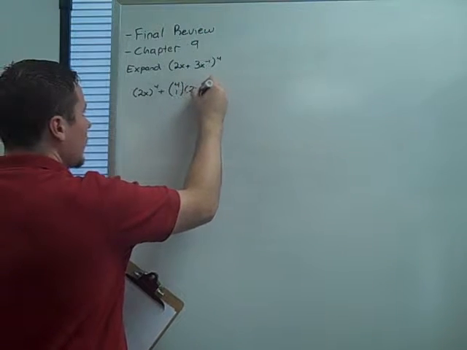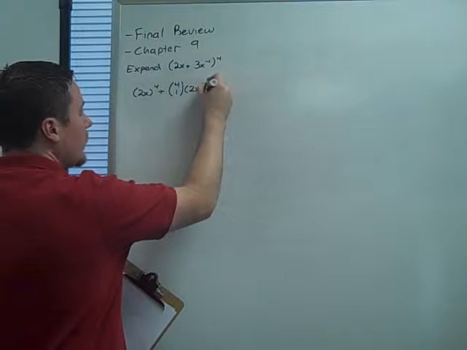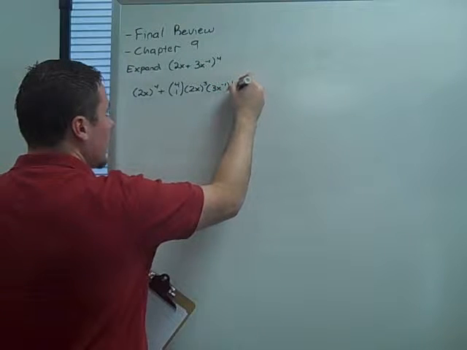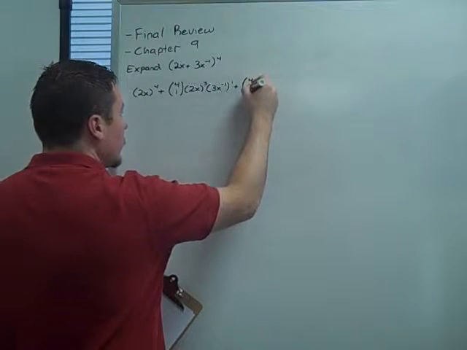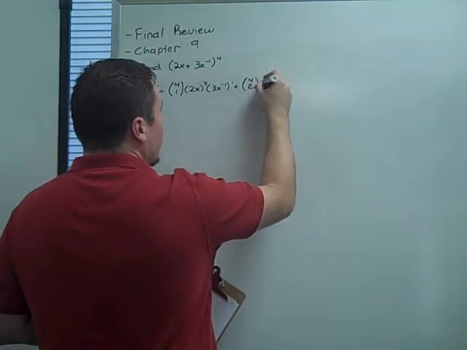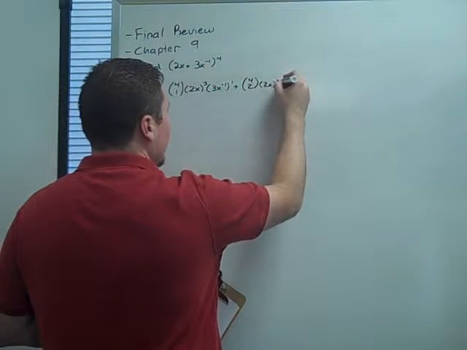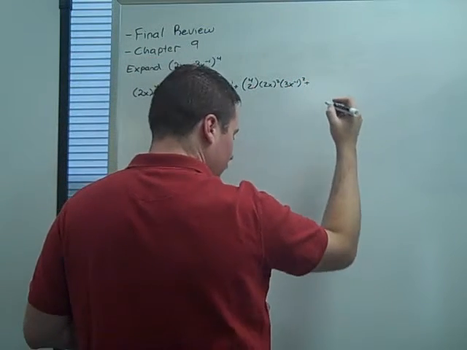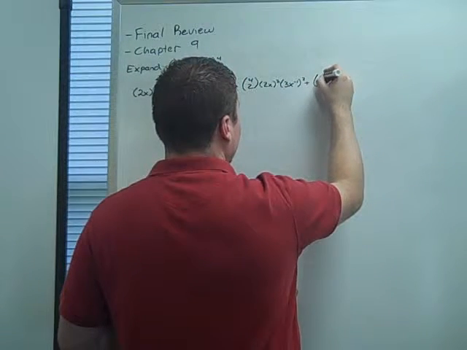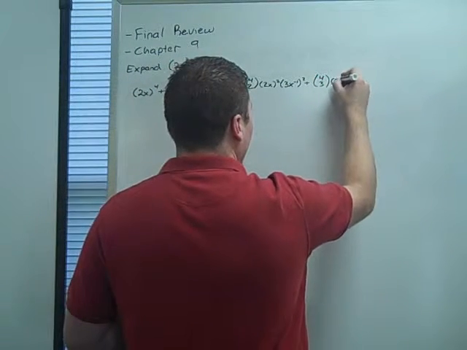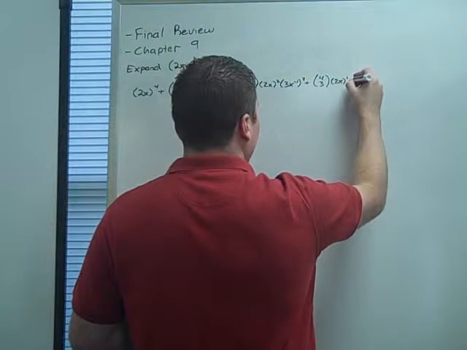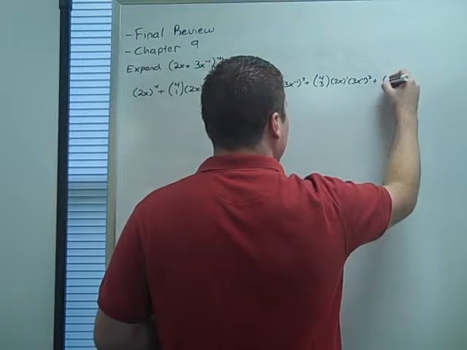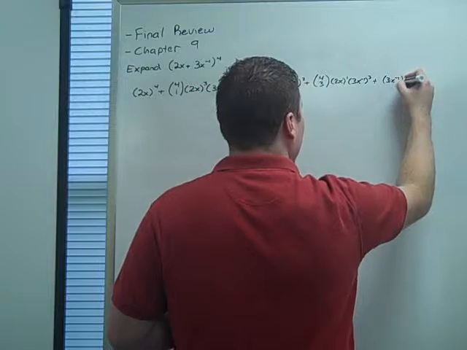The 2x is going to be 1 less power, and the 3x to the negative 1 is going to be raised to the first. Then my next term is going to be 4 choose 2. 2x again is shrinking, 2x squared, 3x to the negative 1 is rising, so that's squared. Alright, then 4 choose 3. Then I've got a 2x to the first, and a 3x to the negative 1 to the third. My final term is going to be 3x to the negative 1 to the fourth.